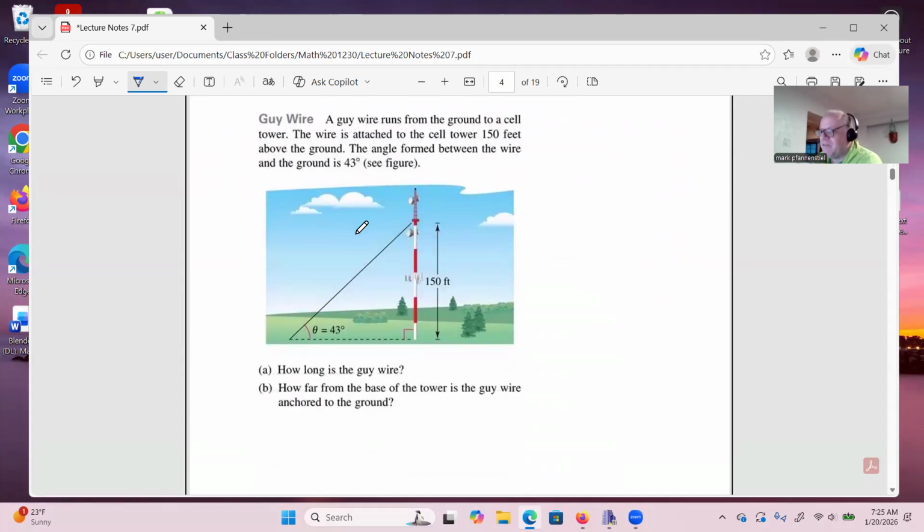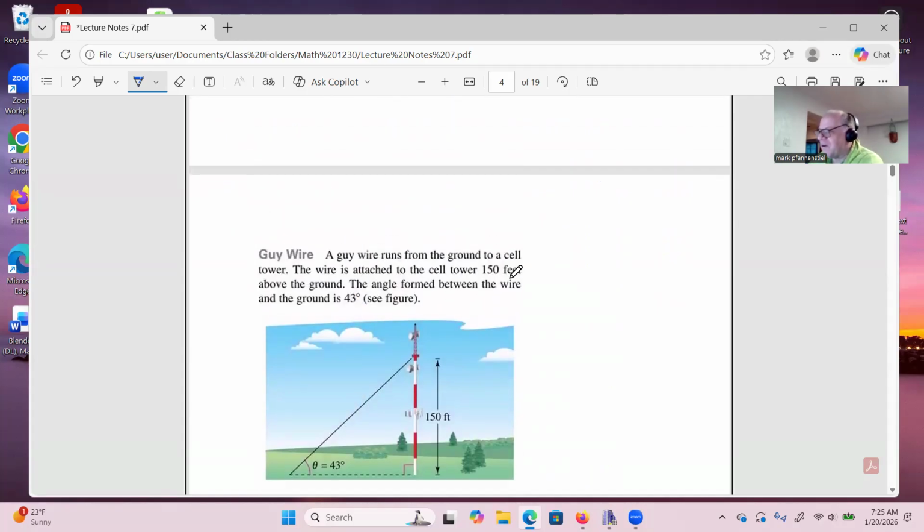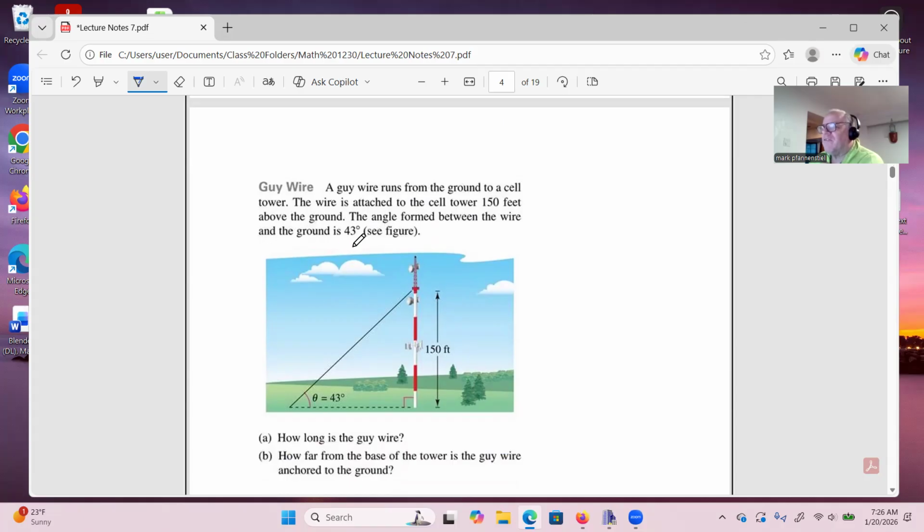Okay. Let's see. Clearly we've gone forward about a decade as far as the book publishing. I found this book about 10 years later. We have a guy wire. That's a Dutch term that attaches a wire to a pole for stability. It used to be Dutch for guide, and then it just translated to English. We just call it a guy wire now. So it goes from the ground to a cell tower. The cell tower is 150 feet above the ground. The angle formed by the wire is 43 degrees.